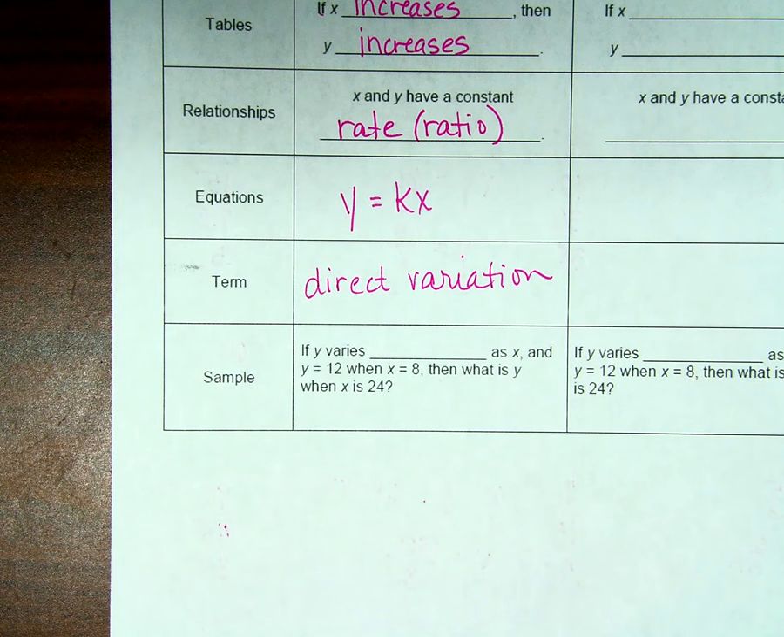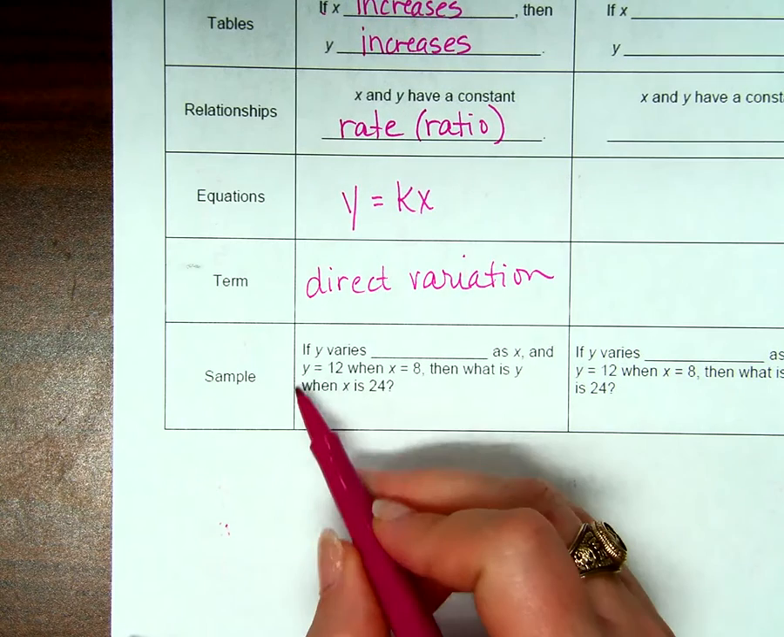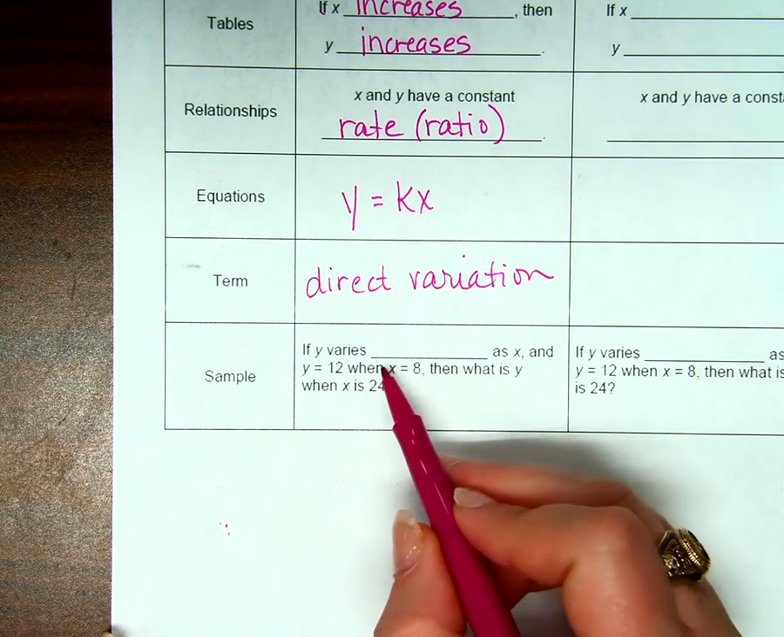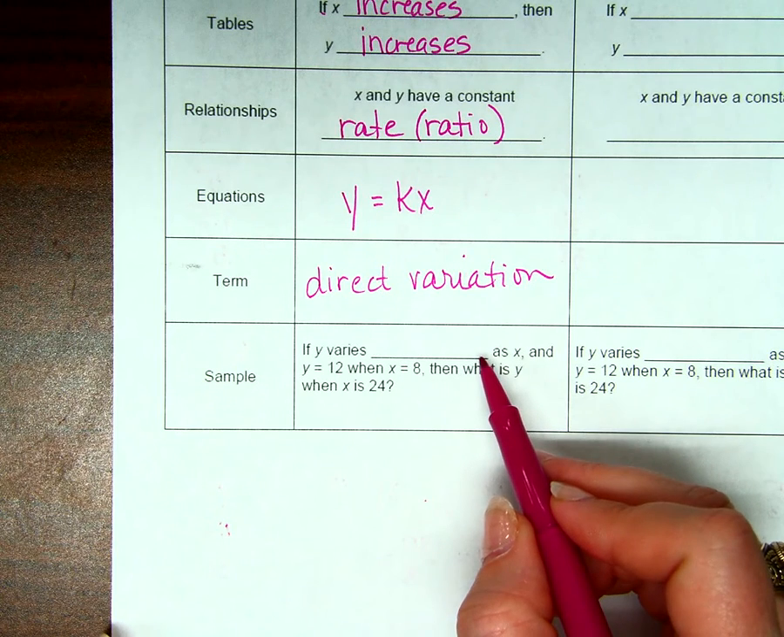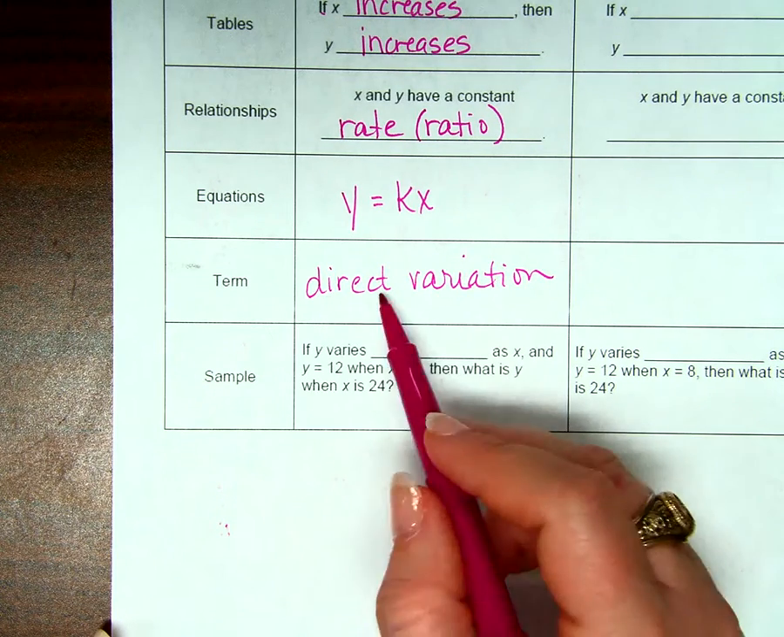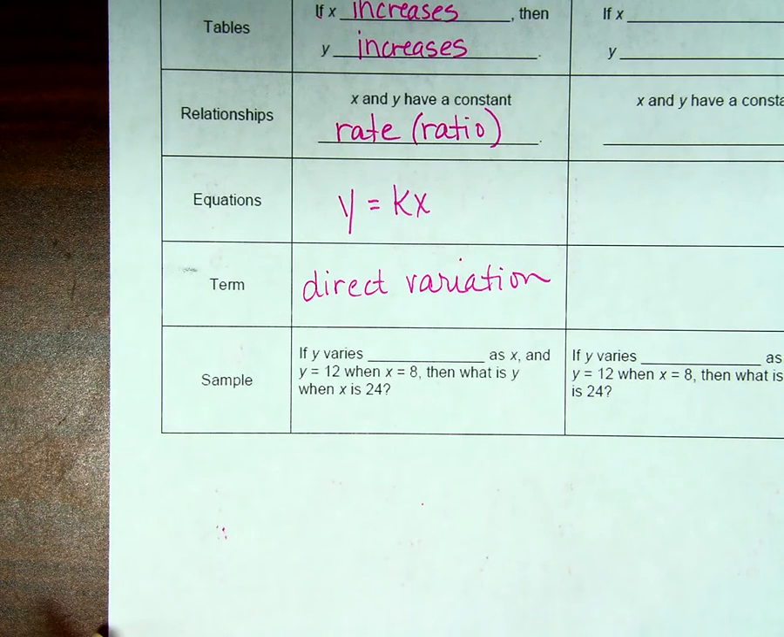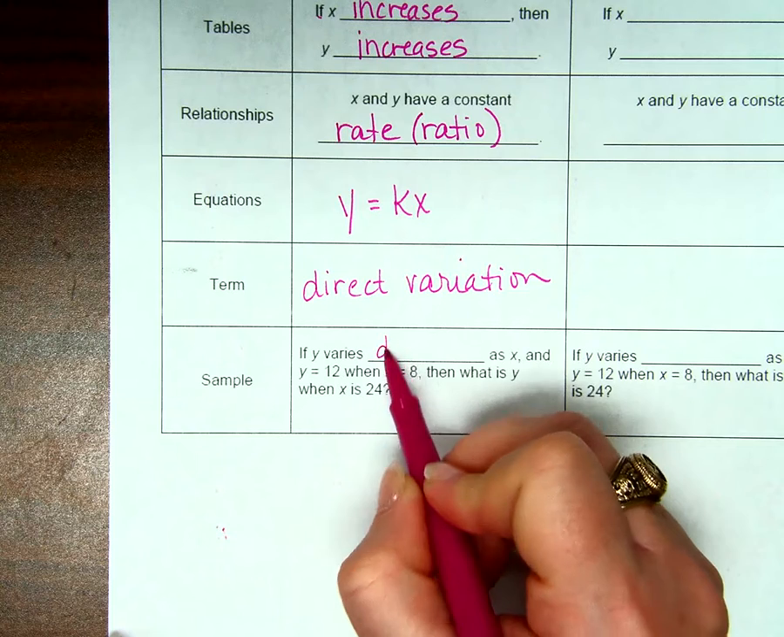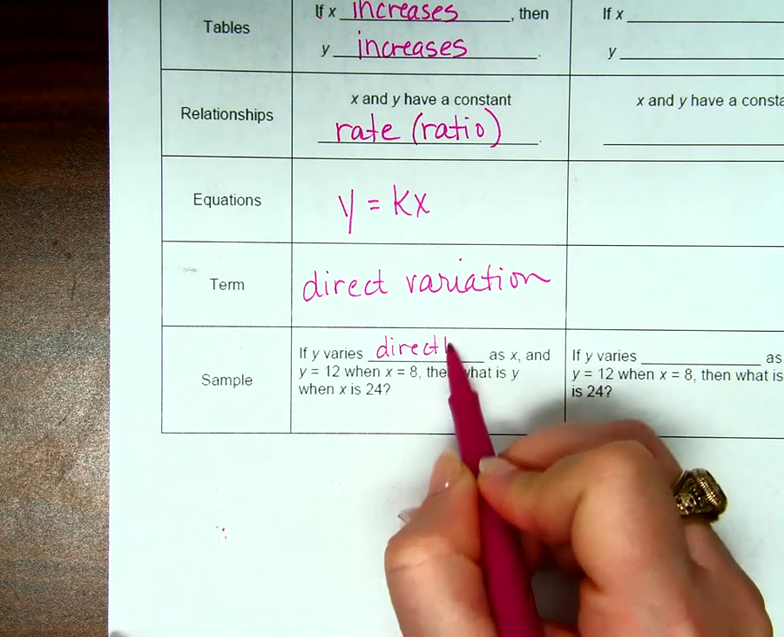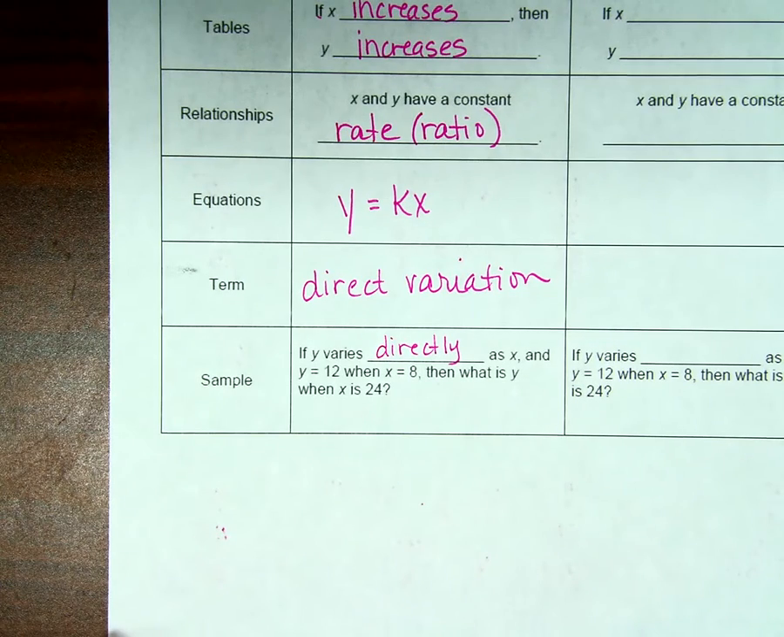When you look at the homework problems, the problems on the quizzes, the problems on the tests, it's going to say if y varies, how are you going to know that it's direct variation? What's it going to say in the problem? Directly. You don't have to worry about it. It's going to tell you.